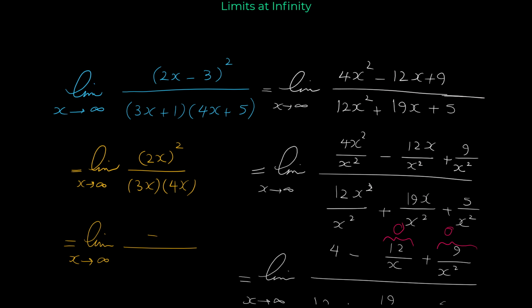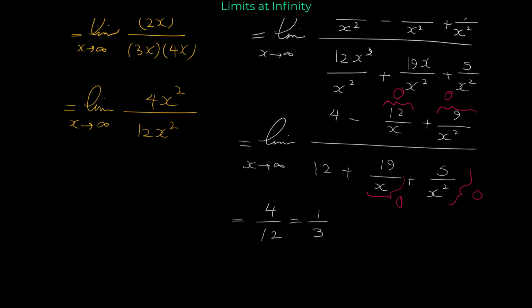2x to the 2 is 4x to the 2. Don't forget to raise these 2 to the 2. 3x times 4x is 12x to the 2. x2 from the top and x2 from the bottom, they cancel each other. So what is the limit? 4 over 12. 4 and 12 cancel each other, and the limit is 1/3. Same answer, but shorter and faster method.